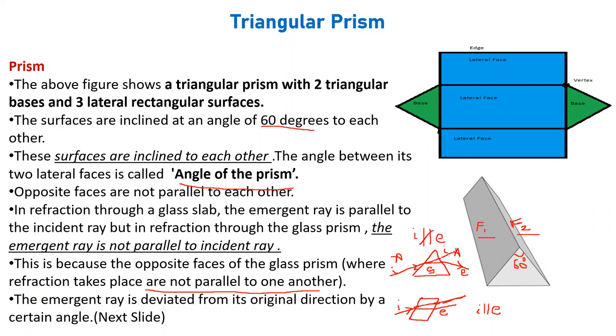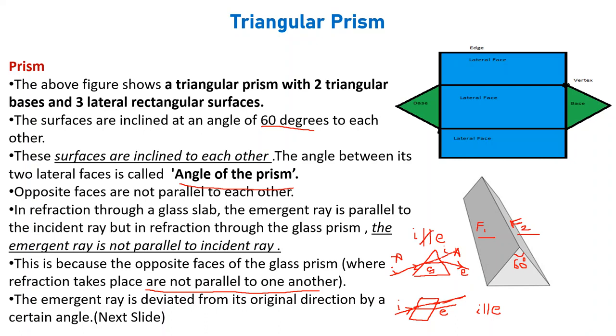Very important question. Why are the emergent ray and incident ray in the case of a triangular prism not parallel? So this is the question for that. This is the answer for that: because the two faces of the triangular prism are not parallel to each other.